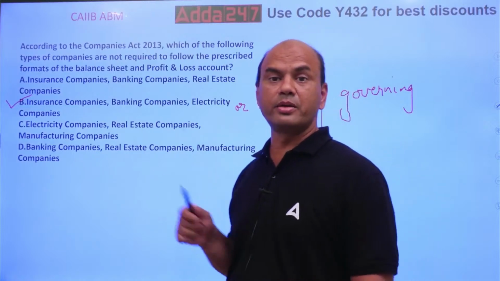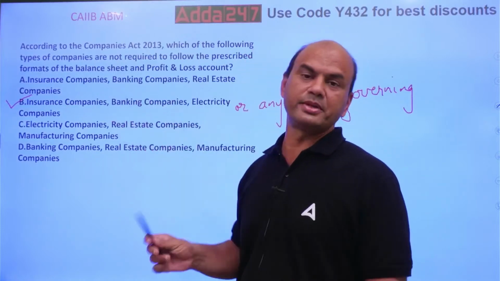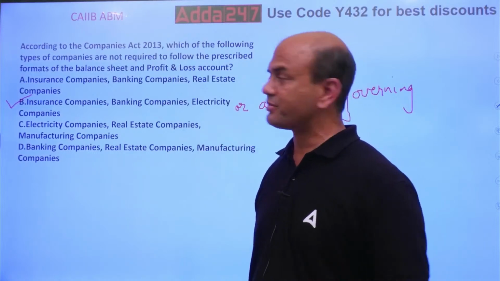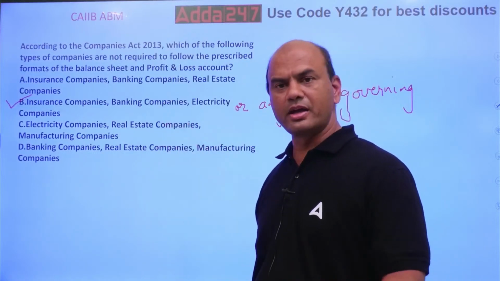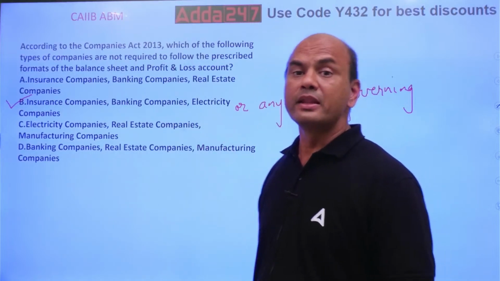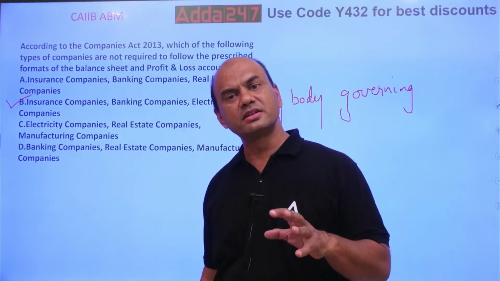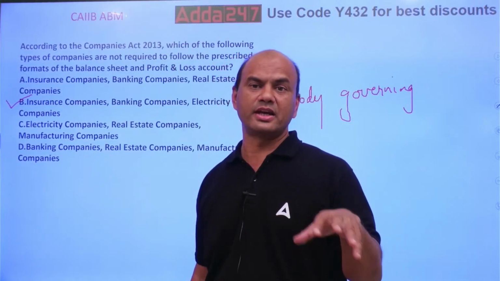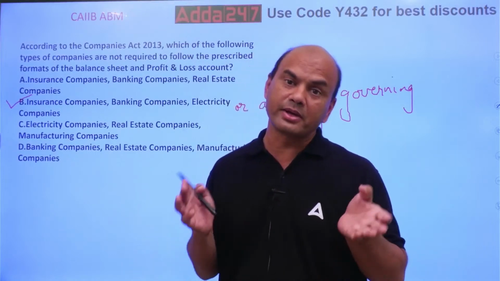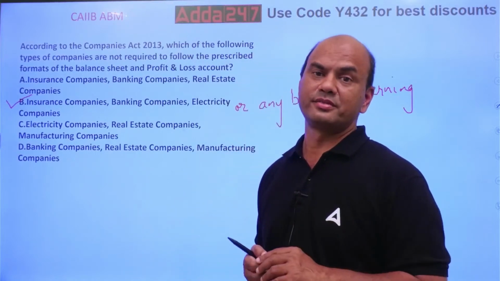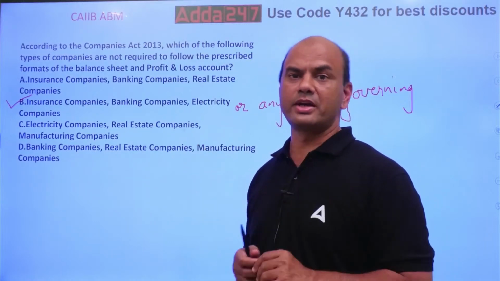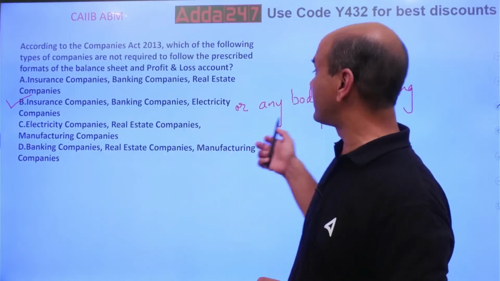Understand one peculiar point about all these. Insurance companies, it is governed by whom? Insurance is governed by IRDA. Banking by RBI. Electricity by the Electricity Board. Now one thing you note, these governing bodies, IRDA, RBI, Electricity Board, they have given a typical format of balance sheet and P&L to these companies. So they have to follow that format. So that's why I have written this.